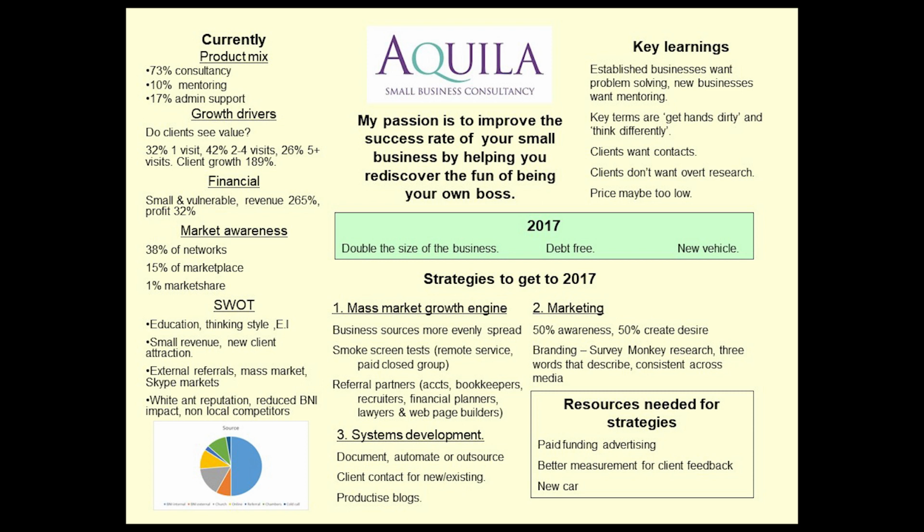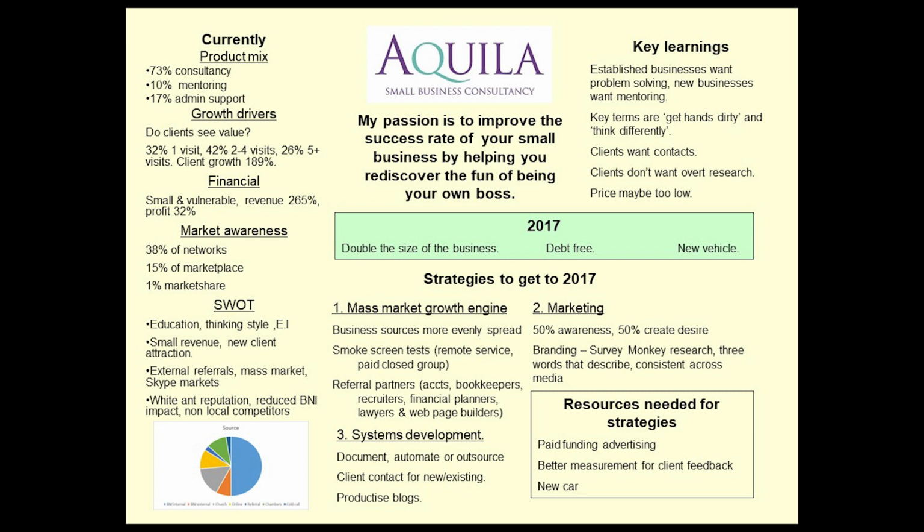Once again, fewer words are better. Draw pictures in there if you want to. And then they've got some strategies underneath it. How are they going to get to the things that they want to do in regards to succeeding in 2017? They want a mass market growth engine. They want some marketing, systems development.